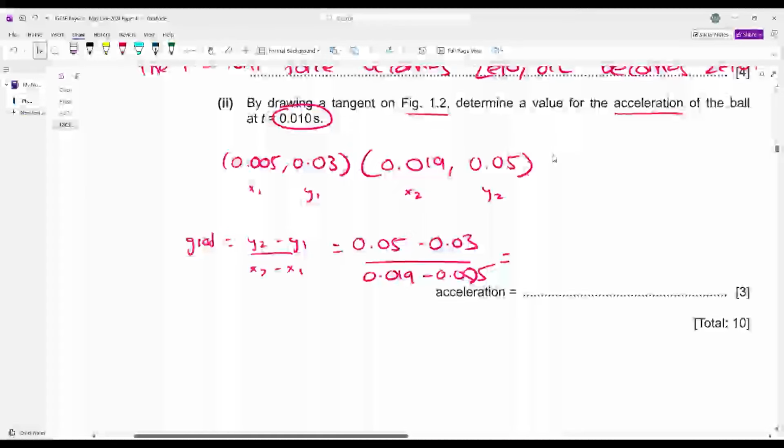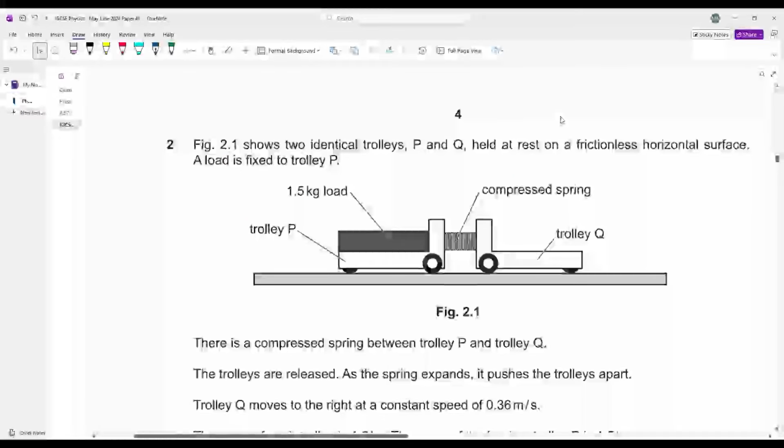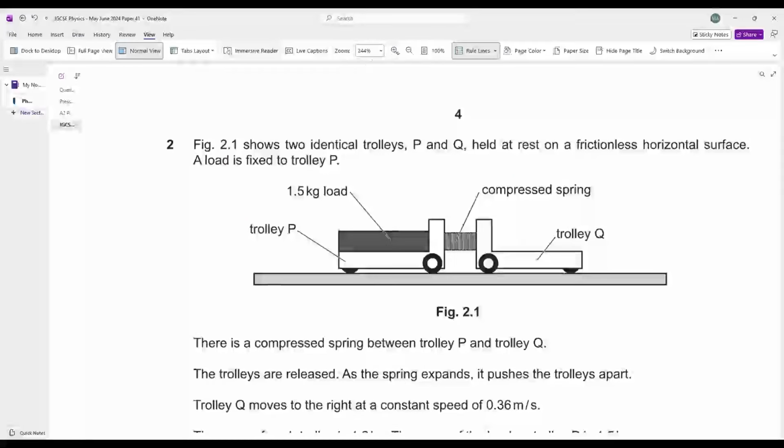Let's calculate the gradient. 0.05 minus 0.03 over 0.019 minus 0.005. The gradient comes out to be 1.4 meters per second square. Sir, why meters per second square? Because the units of acceleration are meter per second square. This is how you do this question. Let's further move ahead. Let's zoom out a bit.